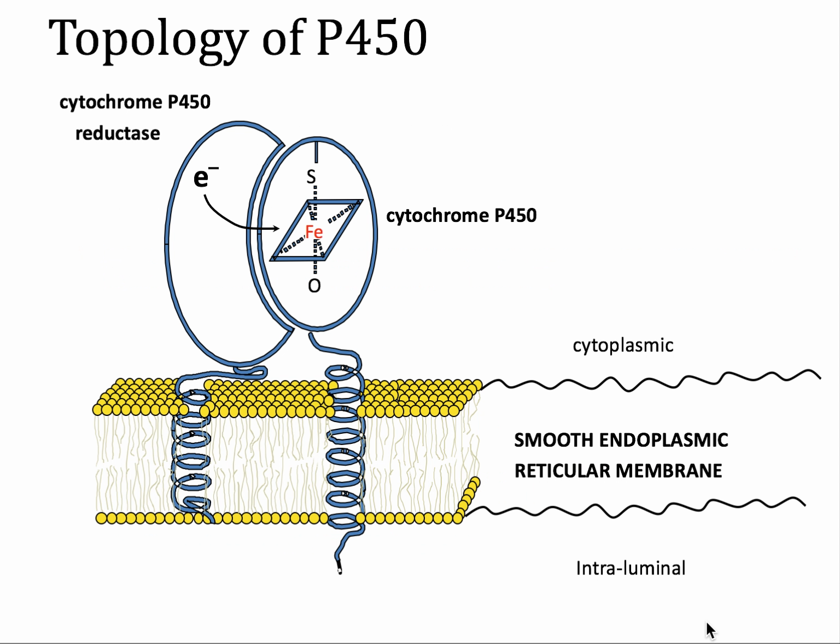Now, how does it work? So, topology of P450. So simple. You have the smooth endoplasmic reticulum here, and the bottom part is bound into the smooth endoplasmic reticulum. You have the cytochrome P450 around here, and you also have the cytochrome P450 reductase, which contains the NADPH.